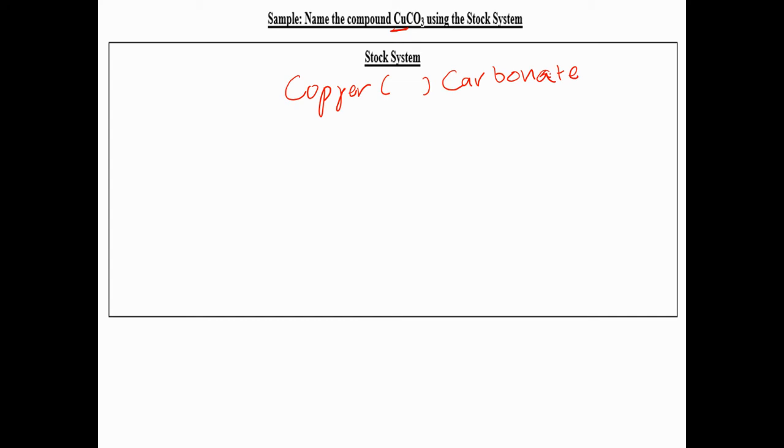I have to figure out what that copper is, so I'm going to do my reverse crisscross. I'll put Cu1. I'm going to put the CO3 in brackets there, and there's a 1 there. Or you could have replaced it by X. Reverse crisscross, and you get Cu 1 plus, CO3 1 minus.